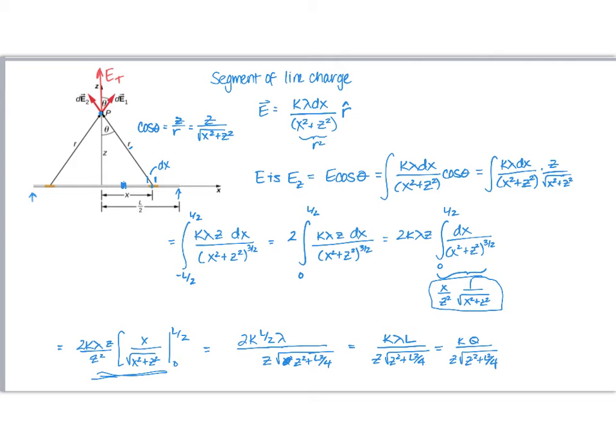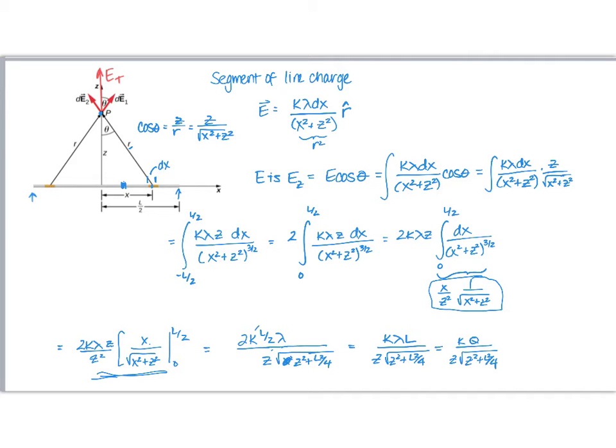And we have a couple things that are going to simplify. I had a z on the top here and a z squared on the bottom, so I'm just left with a z squared. And then when I evaluate the x at L over 2, that gives me this L over 2. But then that's how I'm going to get rid of the 2 out front. And then I have z times the square root of z squared plus L squared over 4.